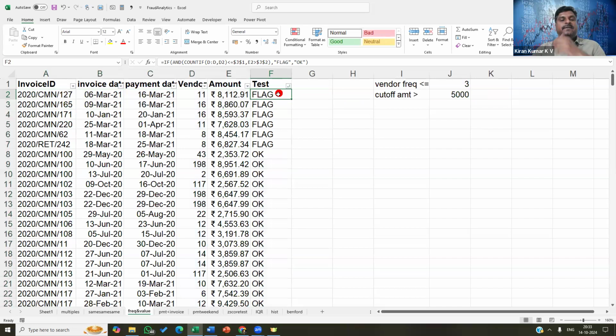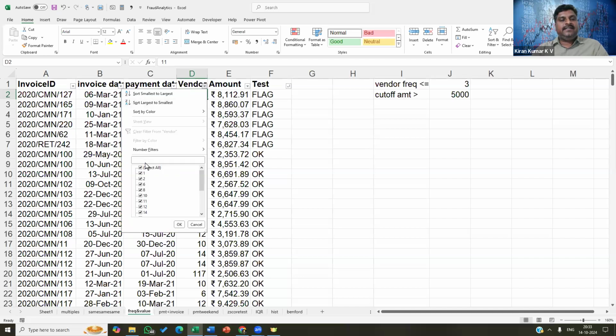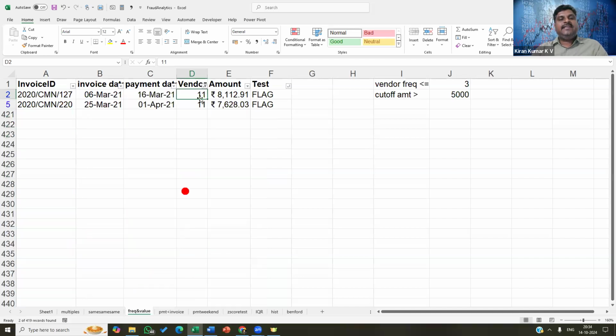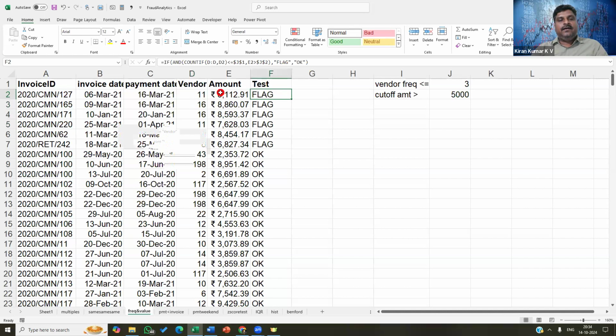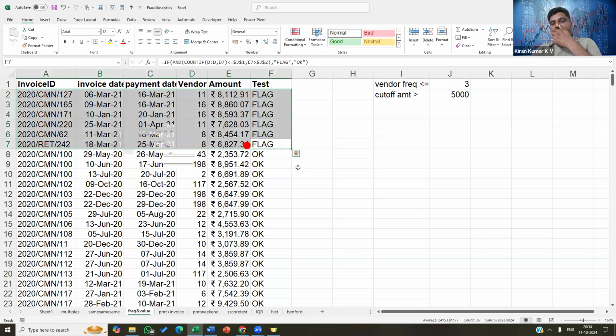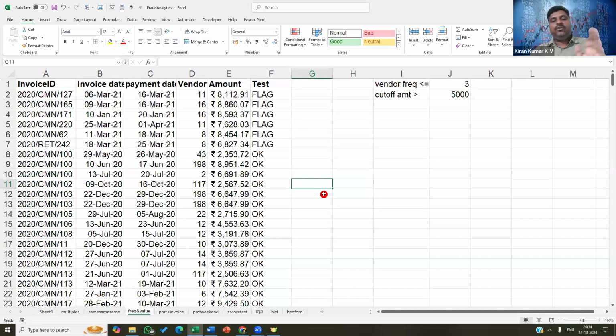You see this transaction. This vendor, for example vendor number 11, is appearing, let's see, only 2 times. That's one part. Secondly, the amount is also more than 8,000, so more than 5,000. Therefore, I say this is a fraudulent transaction. Similarly, vendor number 8 appears only 2 times and the amount is more than 5,000. So these are my flagged transactions. That's one. I hope you're following this.